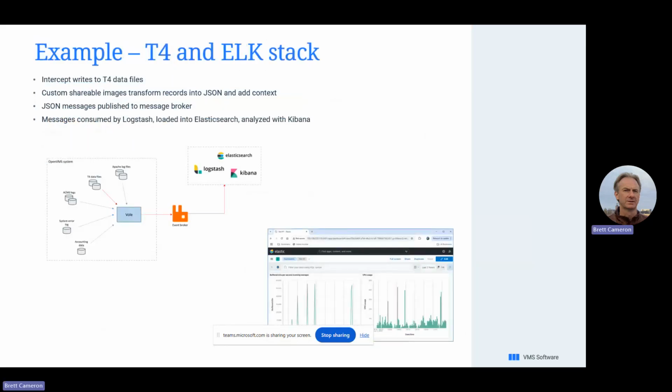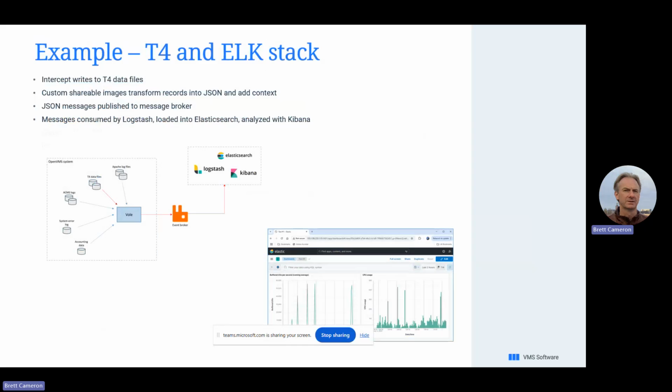ELK stands for Elasticsearch, the three products that make up the Elasticsearch suite. Elasticsearch itself, which is kind of a database and search engine. Logstash, which is quite a clever little thing which can consume information from the event broker. And Kibana is something you can use for creating pretty tools.